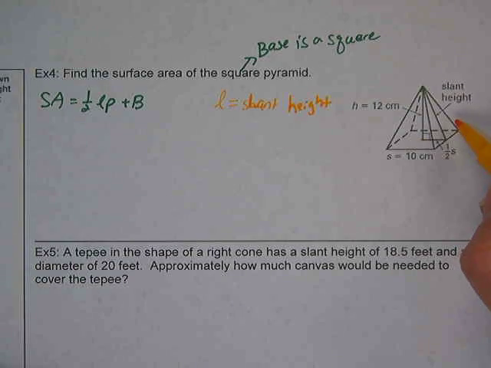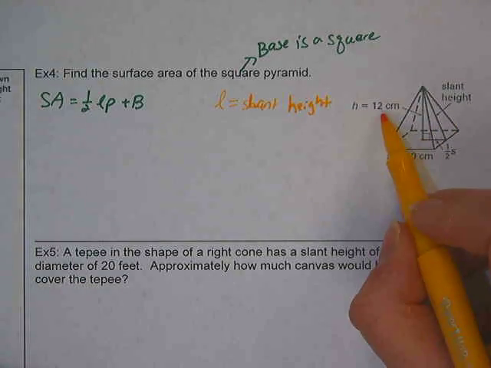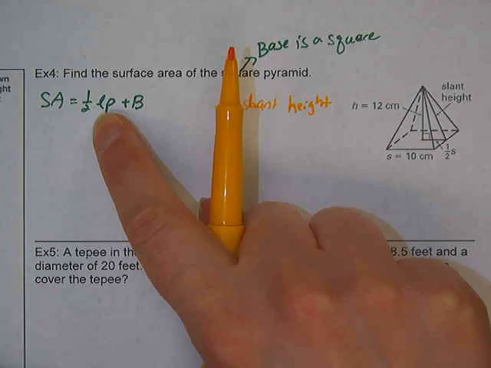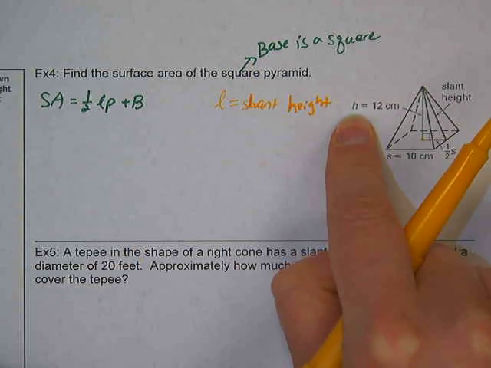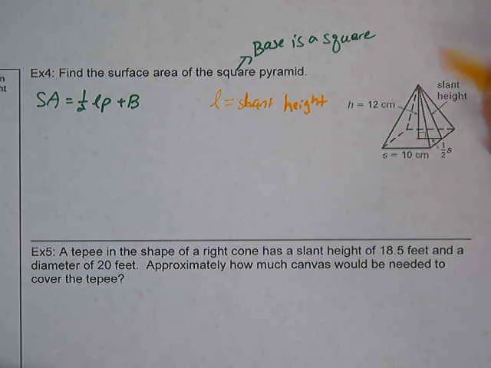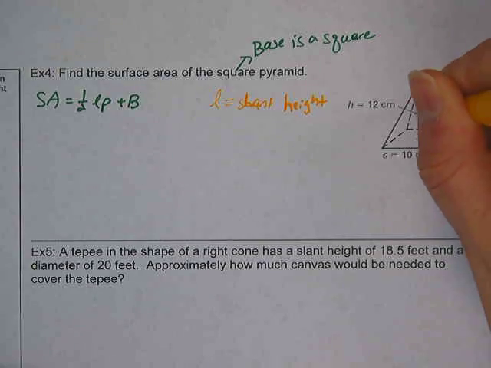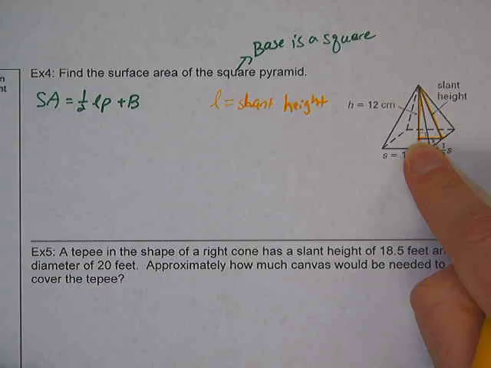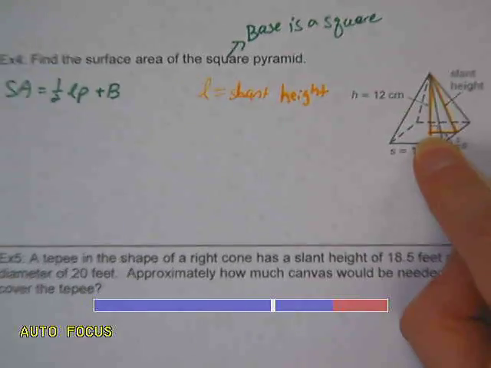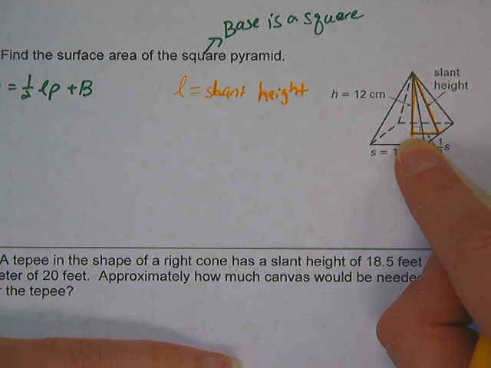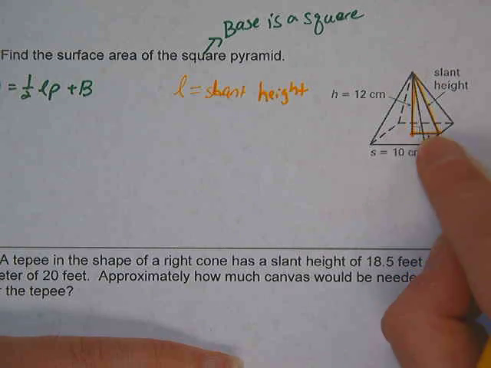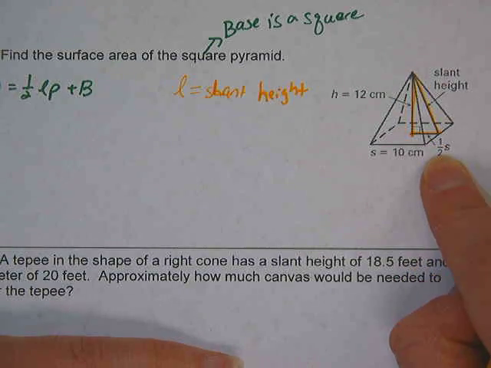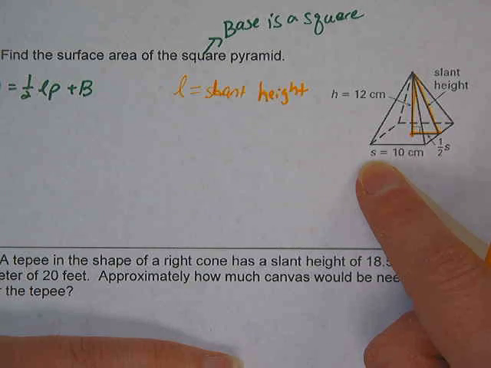Now if I look at my diagram, I don't actually have a number here, so we're going to have to figure it out. We have the actual height, but that doesn't do us any good for the formula. We have to use this in another way to find the slant height. If I look at this right here, I have a triangle, and not just any triangle, it's a right triangle. With a right triangle, if I have two sides, I can use the Pythagorean theorem to find the third side. This is a 12, this is a 1/2 S.